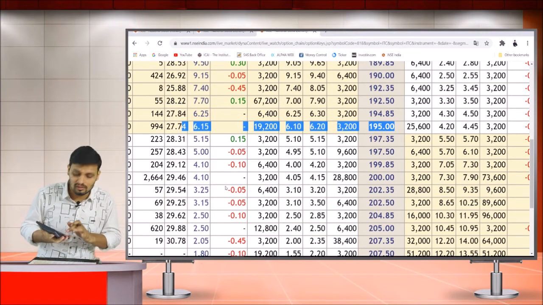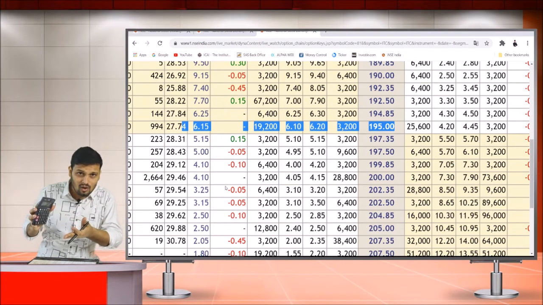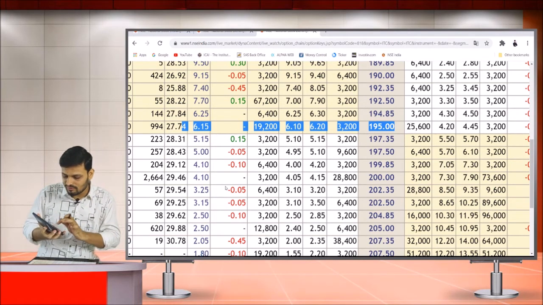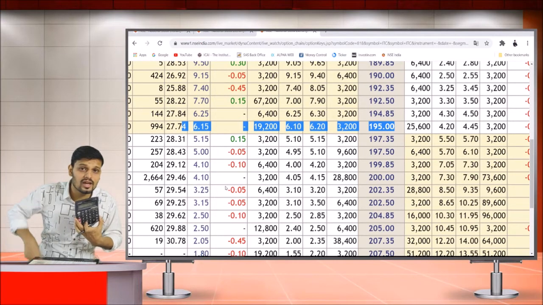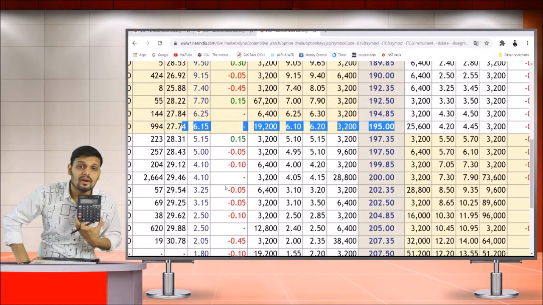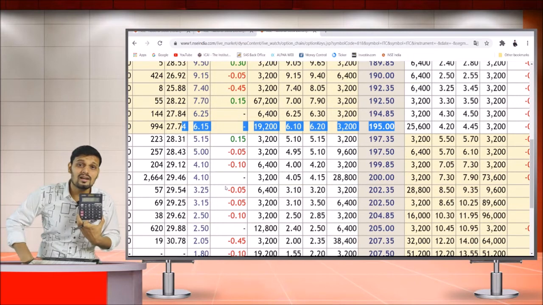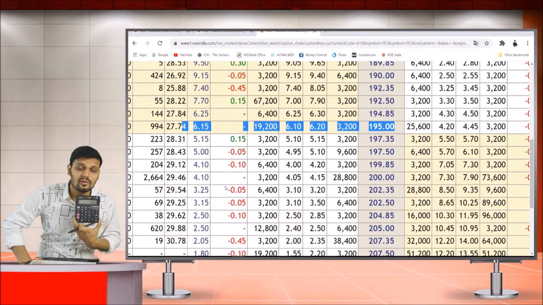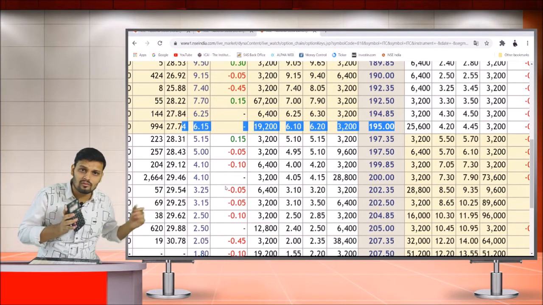How much is your profit? You paid 6.15 premium. Today, if you sell the same call option, you will receive 15 rupees of premium. 15 minus 6.15, you are in profit of 8.85 rupees per share. 8.85 rupees per share multiplied by 3200 means you have made a profit of 28,320 rupees in a single day. How? Earlier, when you were buying the call option, you paid a premium of 6.15.